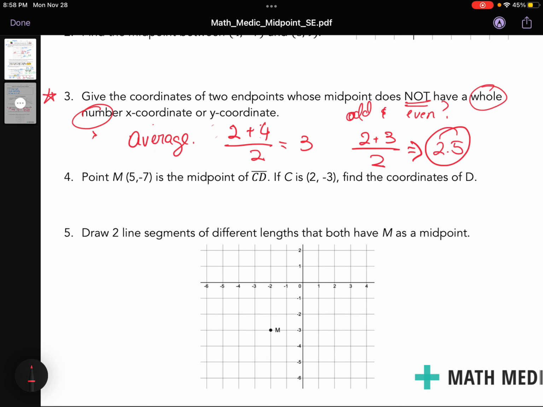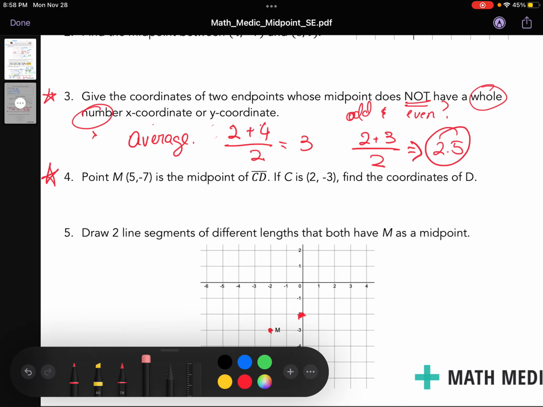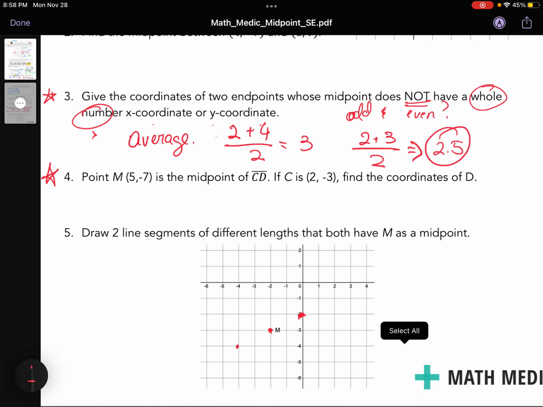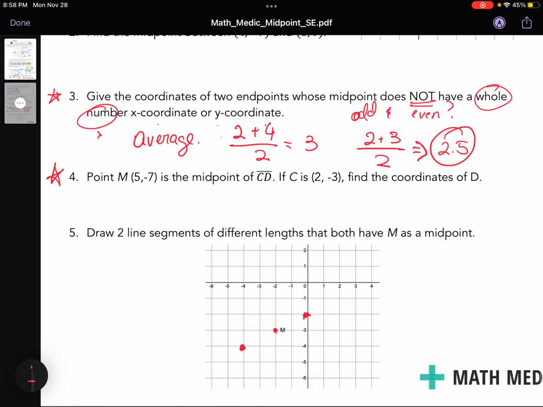For number 4, you need to do the same thing we did for the parking spots. And for number 5, please be creative. I'm going to give you an example. We know that M is a midpoint. Well, let's say we have one endpoint here. Our distance is 2, jump 2, you go up 1. So if that's the direction you go for one way, the other endpoint is here. 2 across, 1 down.